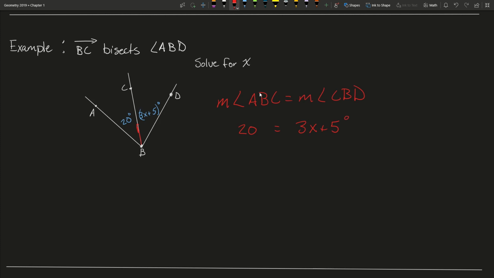From there, we just solve like a normal equation. So we subtract 5 from both sides. We get 15 is equal to 3x. Then divide both sides by 3, and we get 5 is equal to x.